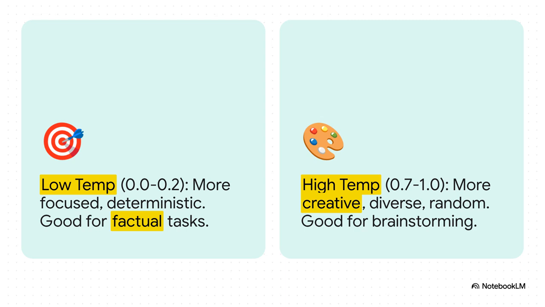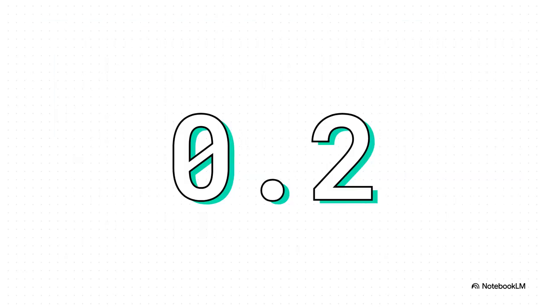But if you crank that temperature up, say towards 0.7, 0.8, or even 1.0, you're dialing up the randomness. The model might pick less common words, leading to more diverse, creative, sometimes unexpected results. This can be fantastic for brainstorming ideas or generating different writing styles. Just a heads up, though. Push it too high and things can get a bit weird, maybe repetitive or just nonsensical. It's a balancing act. So where's a good place to start with this temperature dial?